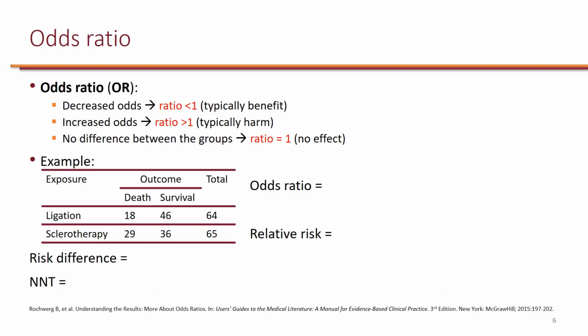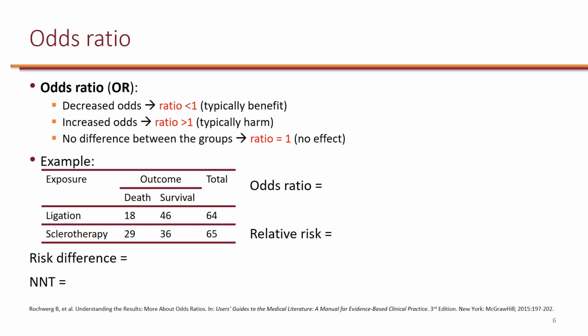Now, when interpreting the odds ratio, we interpret it just like a risk ratio. So if the odds ratio is less than 1, it basically means that the odds have decreased, which typically shows benefit. And when the odds ratio is greater than 1, it typically means increased odds, which would mean increased harm. And because we're talking about a ratio, if the odds ratio is 1, that would basically mean there is no difference between the groups. Now let's take a look at an example.